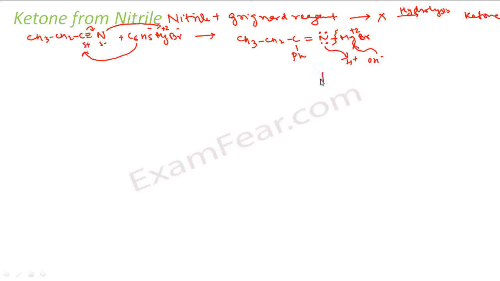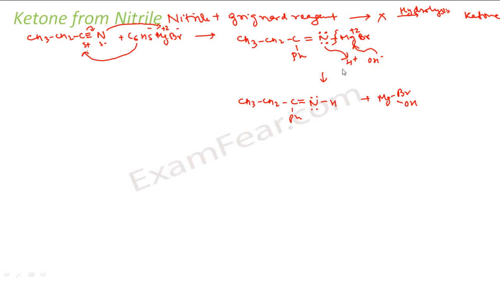So with this, what you get is CH3, CH2, C, Ph, N with the H, and you get MgBr with OH. That's what you get. And again, here also, if you see, there's a double bond here, nitrogen will still have the lone pairs.